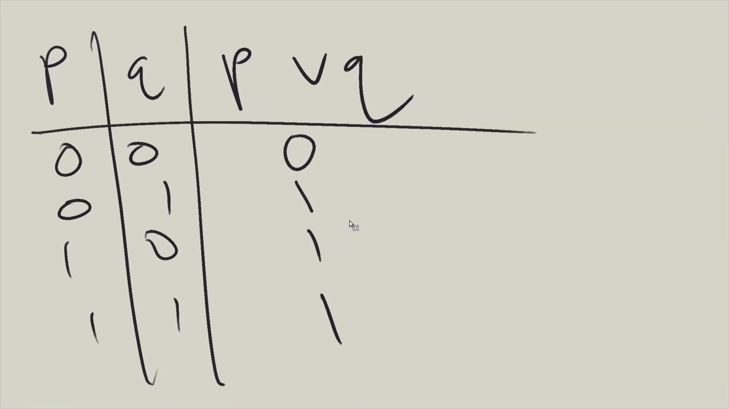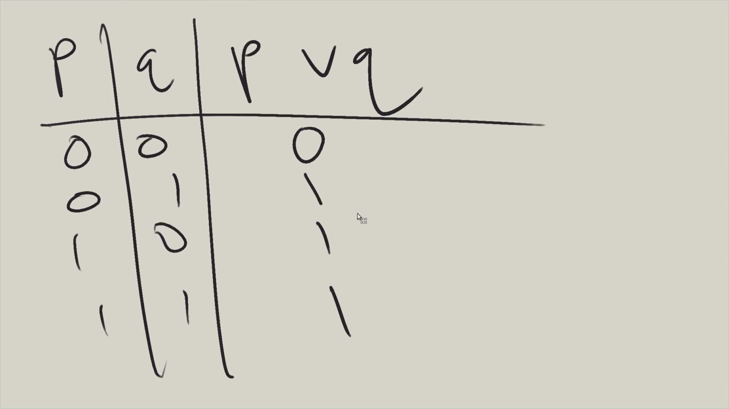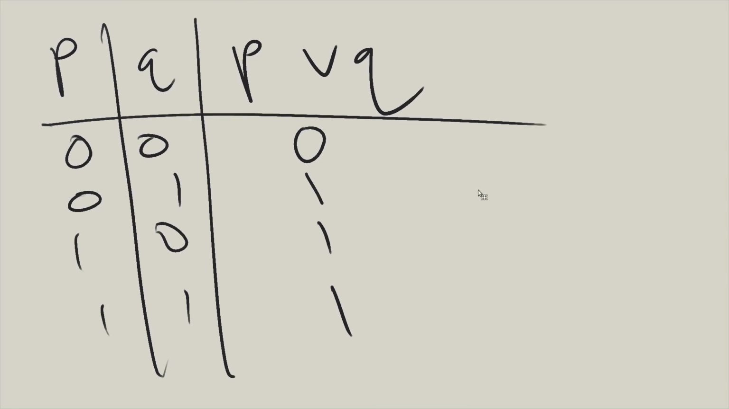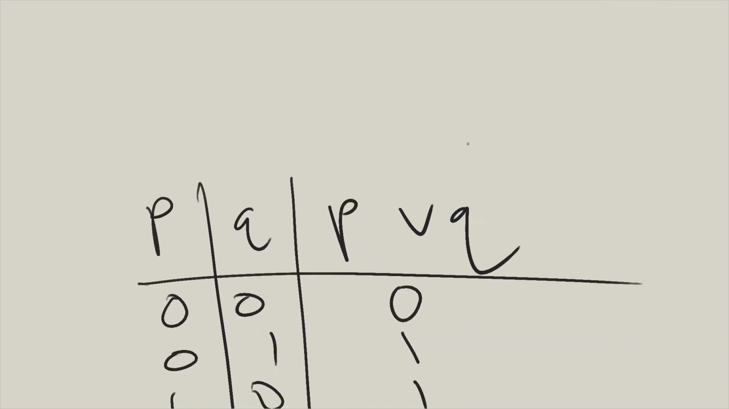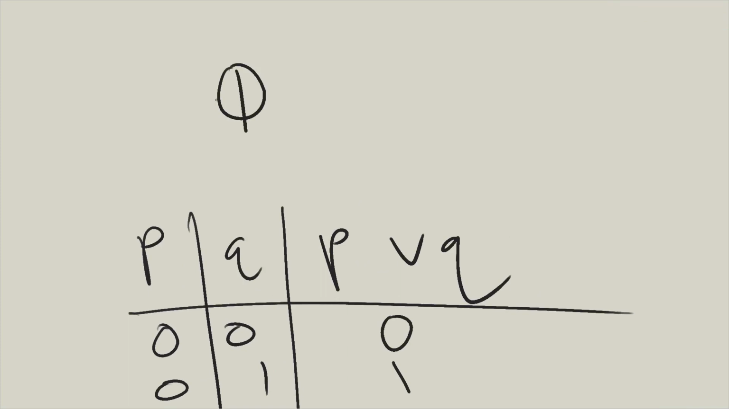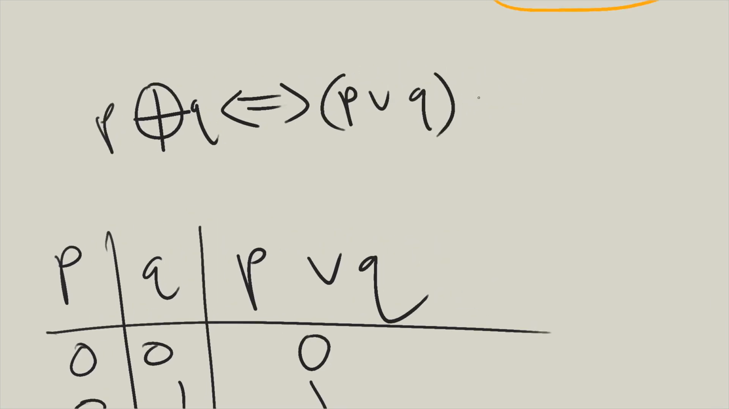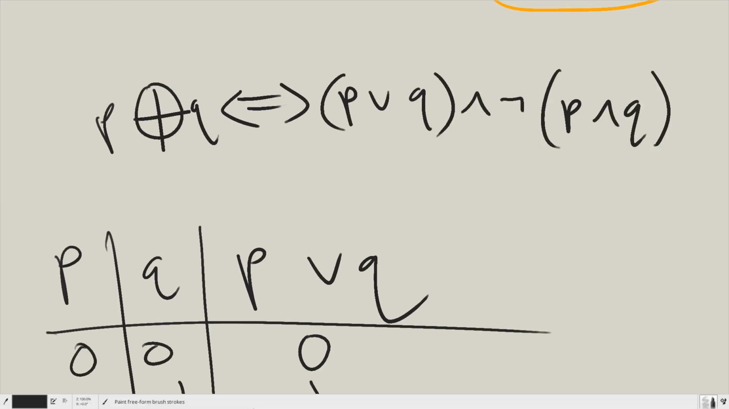There's another type of OR though, and that is called exclusive OR. So let's have a look at exclusive OR. Exclusive OR, which we denote with an O-plus, is the same as saying P XOR Q is the same as saying P or Q and not P and Q. That looks like a lot going on, but all you're saying is that it's only true when one of them is true, but it's not true when they're both true.